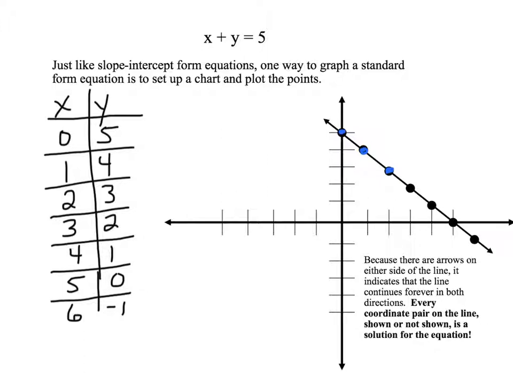Once again, I want to make sure that you have this where I just drew the arrow noted. Remember, I put arrows on either side of it, and putting arrows on either side indicates that it goes on forever and ever. Also, every coordinate pair on this line, shown or not shown, is a solution for the equation. Making up a t-chart and putting in points certainly does work for graphing standard form equations, but truthfully, there is another way as well.